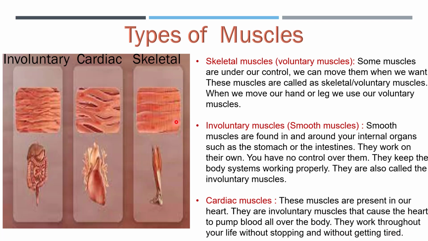So here is the image of all the three types of muscles. The muscles present in our leg are skeletal muscles, the muscle present in our heart is cardiac muscle, and the muscles which are present in our intestine are involuntary muscles.